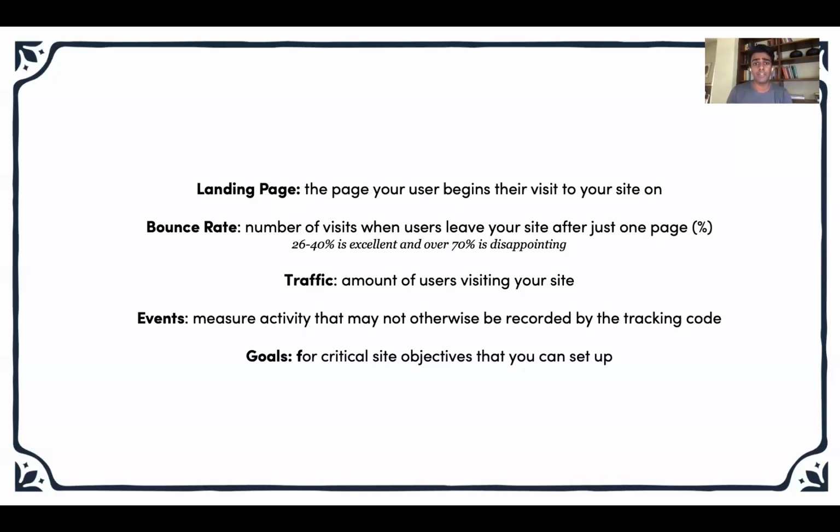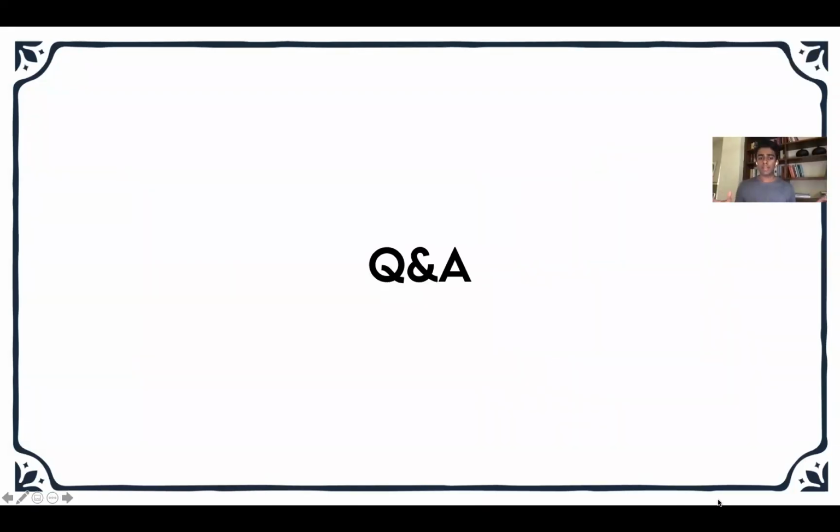Traffic, very self-explanatory. It's the amount of users visiting your site. Events measures the activity that may not otherwise be recorded by the tracking code, and you can set up the events. But like the same thing with goals, you can also set up goals. So let's say your goal is to make $100,000 this month, or your goal is to have 50 people visiting the site every hour. You can set these goals up, and then in the GA tool, you can see if it's met or not.